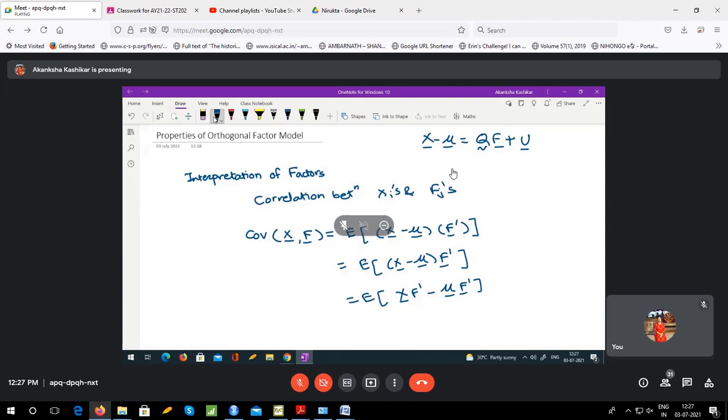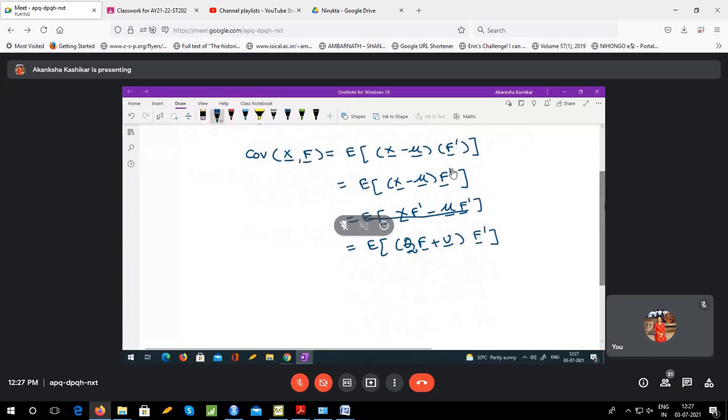So what I can do is substitute for x minus mu in terms of Qf plus u. Okay, so I won't need this simplification then. So if I write this as Qf plus u and then f prime as it is, I have ff prime and I can say something about that, and I know something about uf prime also. I don't know anything about xf prime because that is what I'm trying to find. So this would be expectation of (Qf plus u)f prime.